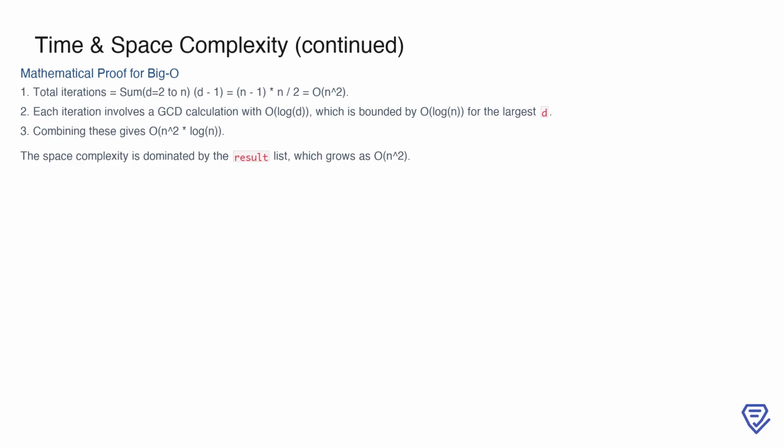Next, each iteration involves a GCD calculation with a complexity of O(log d), which is bounded by O(log n) for the largest d. Combining these results gives us an overall time complexity of O(n² log n). For space complexity, the result list is the dominant factor, growing as O(n²), while the GCD function's recursive call stack uses negligible space in comparison. Therefore, the space complexity of the algorithm is O(n²).